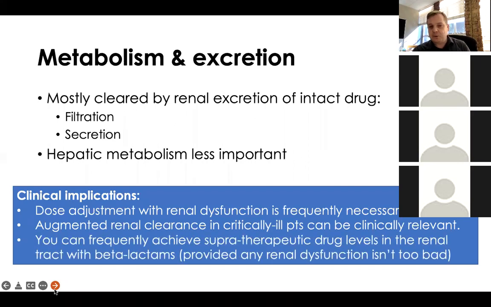And then really importantly, you can often achieve supratherapeutic drug levels in the urinary tract with the beta-lactams, provided, of course, the patient's GFR is okay. So as long as they're still filtering enough, you can actually achieve a huge amount of beta-lactam concentration in the urine. That can occasionally be very helpful.